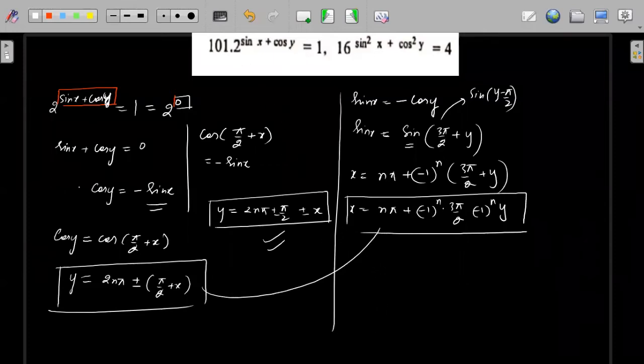Suppose from here, I'm getting x equals 30 degree, then y will come out to be minus of 30 degree, or suppose minus of 60 degree, right? So if I substitute, that's what I'm saying: for every value of n, you will get a relation between x and y. When you substitute x and y, you will get the same. Understood?